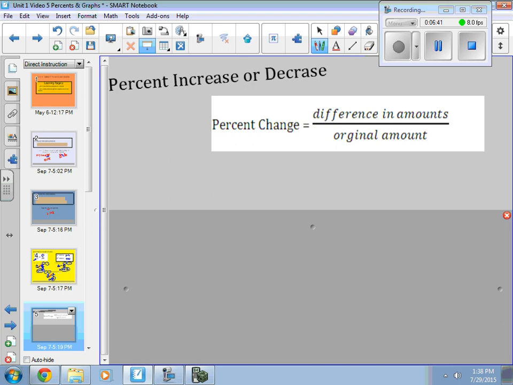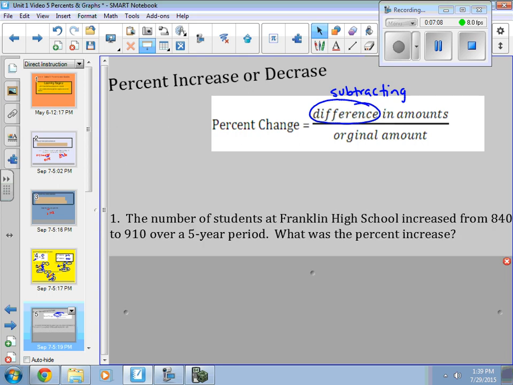All right. Let's try looking at some percent increase or decrease problems. Anytime you get a percent change in the problem, where it's either increasing or decreasing, you want to find the difference in the amounts over the original amount. Recall that difference means that you need to be subtracting. Okay, so you got to find the difference in the amounts over the original to find percent change.